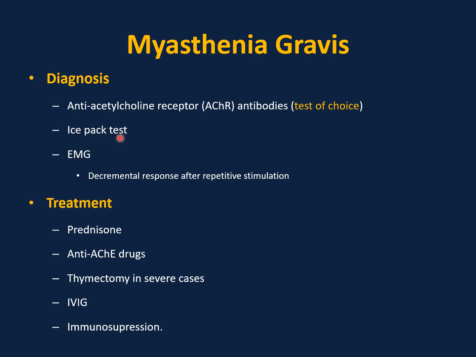Ice pack test: applying the ice pack above the eyelid can improve the ptosis and diplopia, and this test is popular among ophthalmologists and suggested because of improvement of transmission through the neuromuscular junction. EMG: decremental response after repetitive stimulation. Treatment is prednisone or steroid, anti-acetylcholinesterase drugs, thymectomy in severe cases, IVIG, immunosuppression.